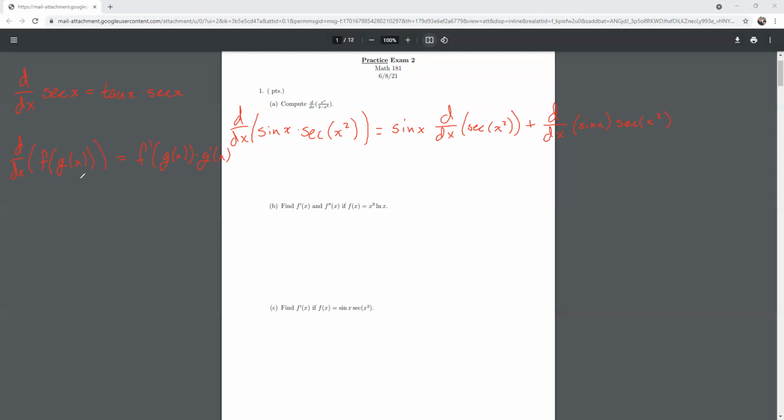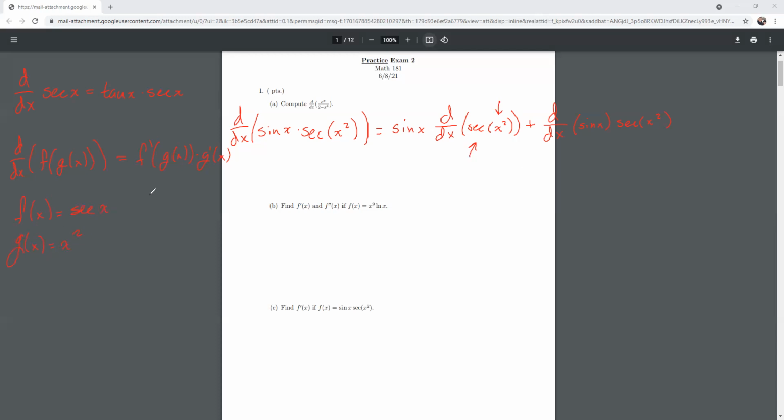All right, so let's figure out what we have here. What is our outer and what is our inner? Well, I see our outer layer is secant and our inner is the square function, just x squared, right? So let's set that up. F of x is equal to secant of x. G of x is equal to x squared.